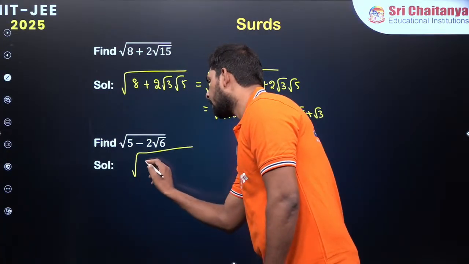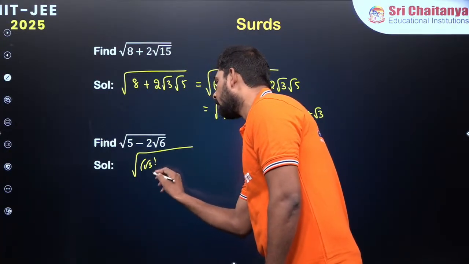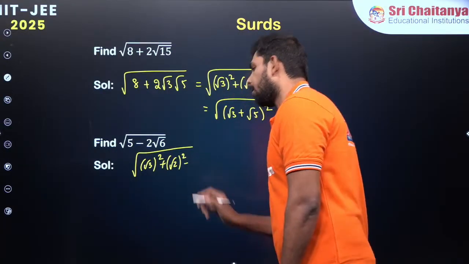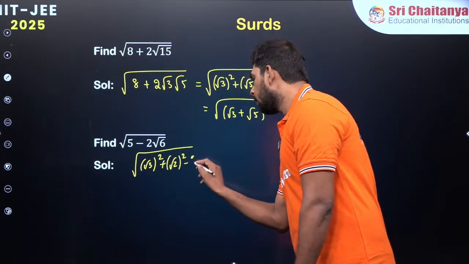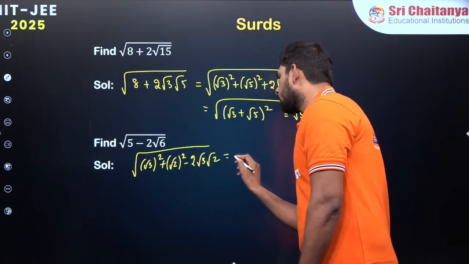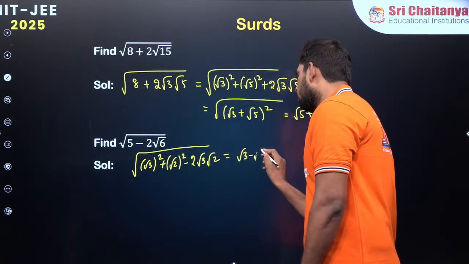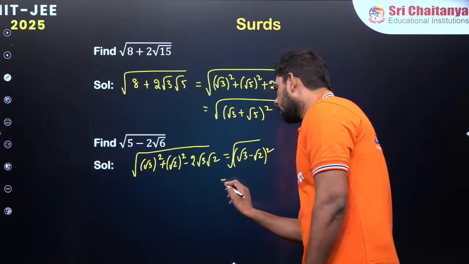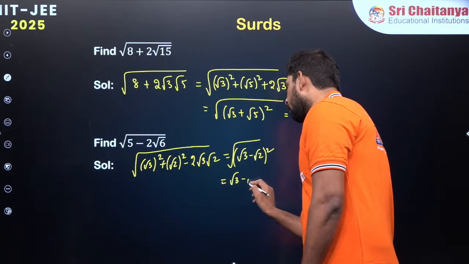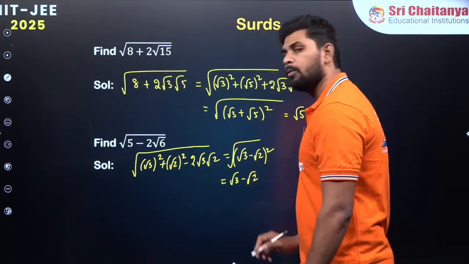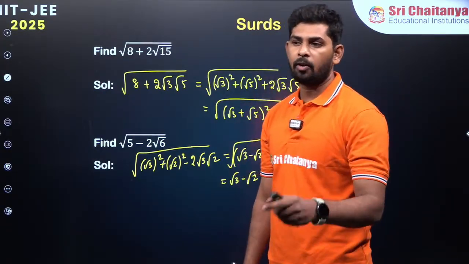So you are going to take here square root of, this can be written as root 3 whole square plus root 2 whole square minus 2 into root 3 times root 2, which is going to give us root 3 minus root 2 whole square. Okay, so the square root is getting cancelled. You can write square root of 3 minus square root of 2. But why is it not square root of 2 minus square root of 3? Why are we not going to get that?